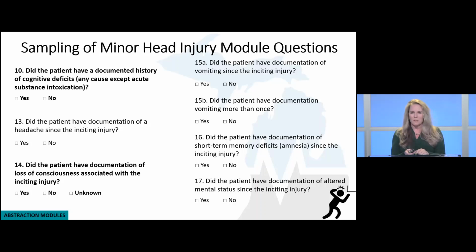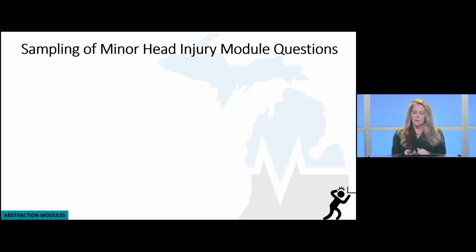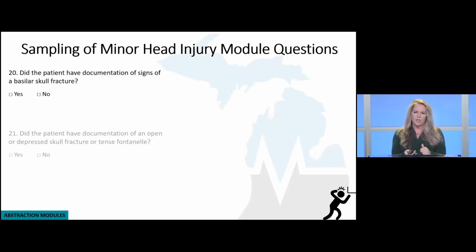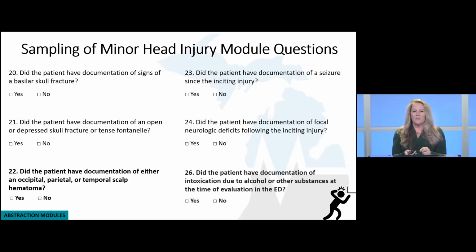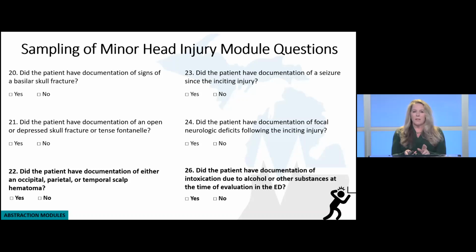So it's helpful to have all the documentation a little bit more consistent, but we know that's not always possible. We're also looking if there's documentation of vomiting since the injury, and if it's happened more than once. We also look at, is there short-term memory deficits, the amnesia since the injury? So again, that's where that baseline cognition comes in. And do they have a documentation of altered mental status, again, since the injury? So a few more questions that we have, because again, this is the long module, is do we have documentation of a basilar skull fracture?